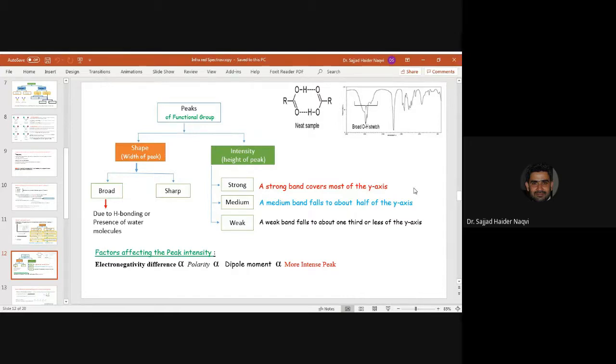So the peaks that we are getting on the IR spectrum, specifically I'm talking about the functional group peaks, may be sharp or broad, which is based on the structure, and they may also be described by the height or the intensity, which refers to the amount itself. They can be of strong, medium, and weak intensities. The factor affecting the peak intensity specifically is the electronegativity difference. That means the polarity. The more the polarity, the more the dipole moment, and the more the dipole moment, the more intense the peak that will be observed.